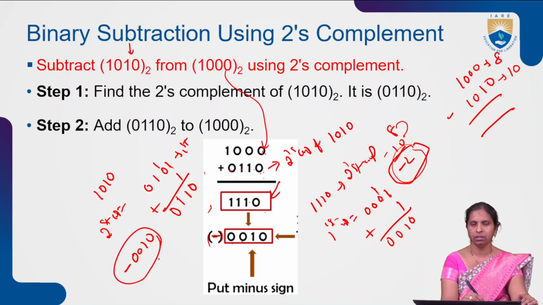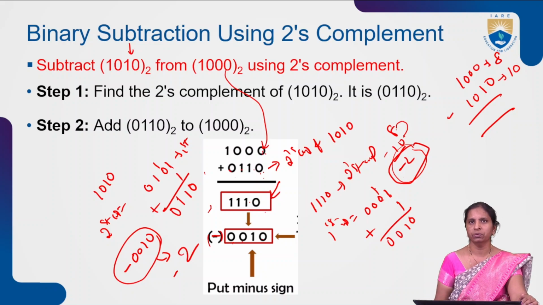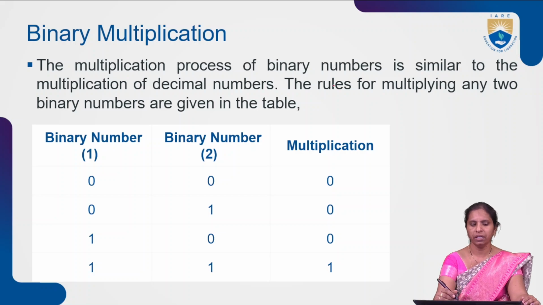What is minus 0, 0, 1, 0 in the binary number? Nothing but minus 2. Therefore, 8 minus 10 is equal to minus 2. Like that, you can perform the binary subtraction using the 2's complement method. Similarly, you can perform the multiplication operation also, as you performed for the decimal numbers. You can perform the multiplication operation for binary numbers also.